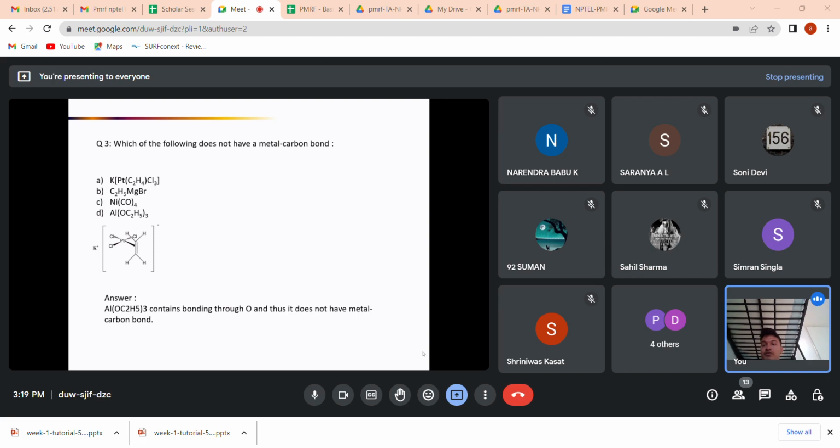So if you see the first complex, that's the potassium platinate complex. There is an olefin, that's an alkene. So there is a metal carbon bond, as the olefin is coordinating with the platinum. You have to say it's some sort of metal carbon bond, because this moiety is all carbon, and it is coordinating with platinum. And then the next complex is the Grignard reagent. Obviously, the Grignard reagent has a direct metal carbon bond between magnesium and carbon.